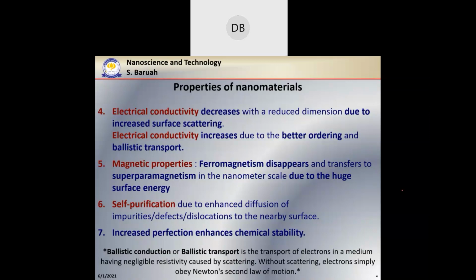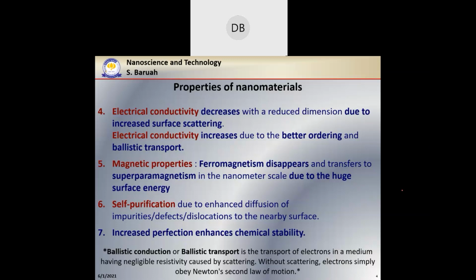And in superparamagnetism, it's very difficult to predict. It can switch over. That means at one moment it is in one direction, and instantly after some time it might be in the other direction. So the magnetic moment is very difficult to predict in nanomaterials, and that's a stage we call superparamagnetism.